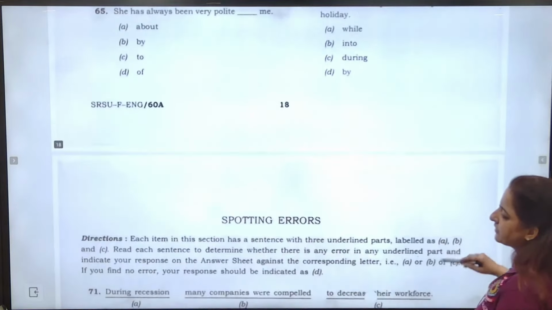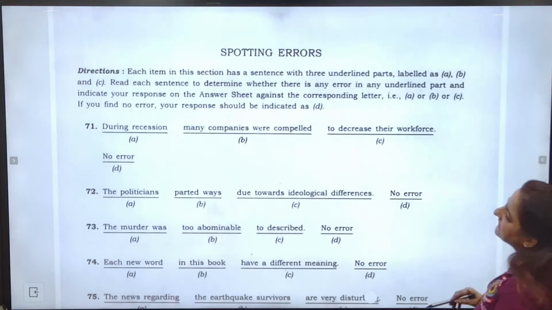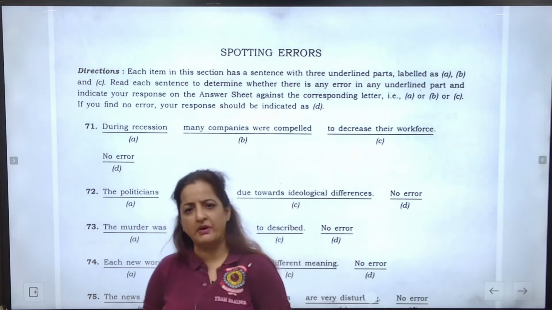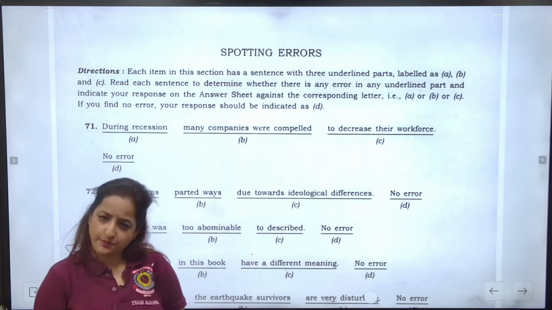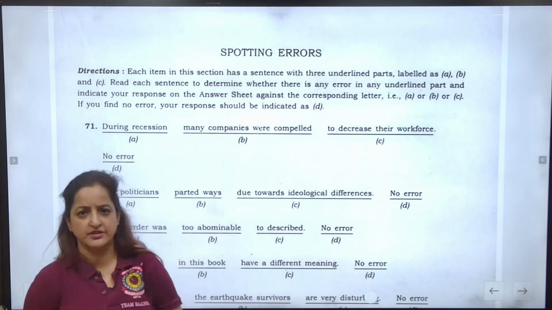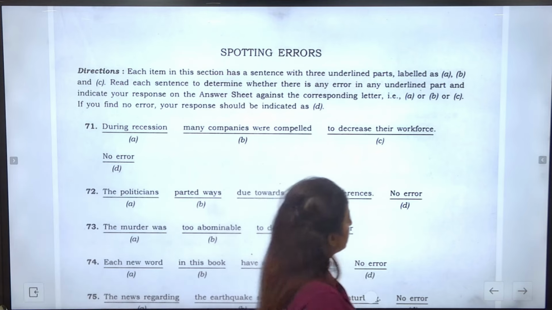Easy questions, 10 questions. All right. Next is spotting errors. A statement divided into 4 parts, A, B, C, D. Which part has an error based on grammar rules? Verb, noun, adjective, conjunction. Yeah, we'll use them.